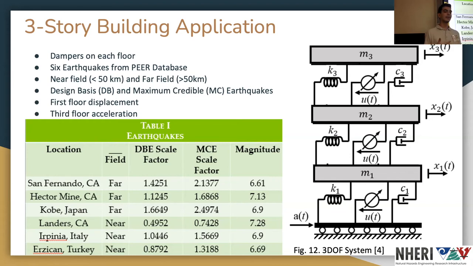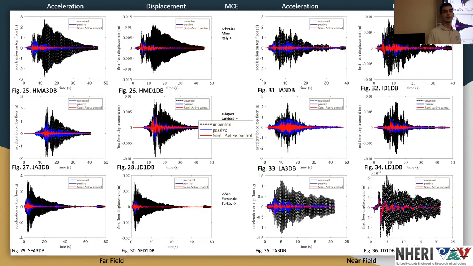And consistently, the extreme values for displacement were on the first floor, and the extreme values for acceleration were on the third floor. So those are the results that are shown here for the maximum credible earthquakes, with the left side showing the far field earthquakes, the right side showing the near field earthquakes, and on each side, the left column shows the acceleration response on the third floor, and the right column showing the displacement response on the first floor.